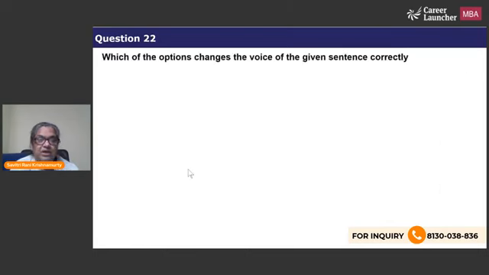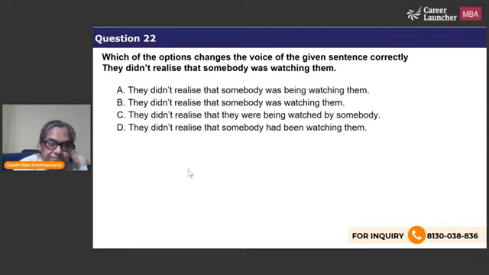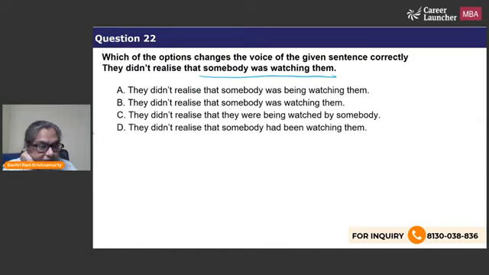Question 22. Which option changes the voice correctly? They didn't realize that someone was watching them. They didn't realize that somebody was watching them. 22. What is the right answer? They didn't realize that somebody was watching them. They didn't realize, that part is same. So only this part has to be changed, that they were being watched by somebody. All right, this is, I think, a past year SNAP question, if I'm not wrong.